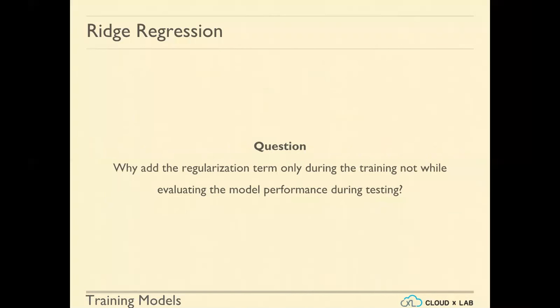A question to all of you is, why add the regularization term only during the training, not while evaluating the model's performance during testing? Anybody?